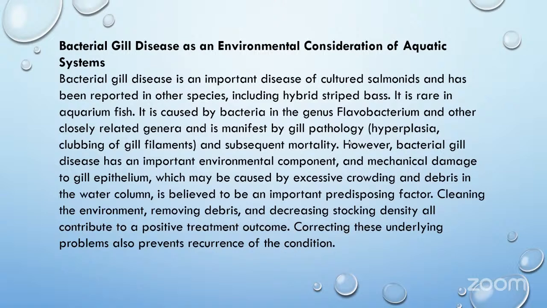However, bacterial gill disease has an important environmental component, and mechanical damage to gill epithelium, which may be caused by excessive crowding and debris in the water column, is believed to be an important predisposing factor. Cleaning the environment, removing debris, and decreasing stocking density all contribute to a positive treatment outcome. Correcting these underlying problems also prevents recurrence of the condition.